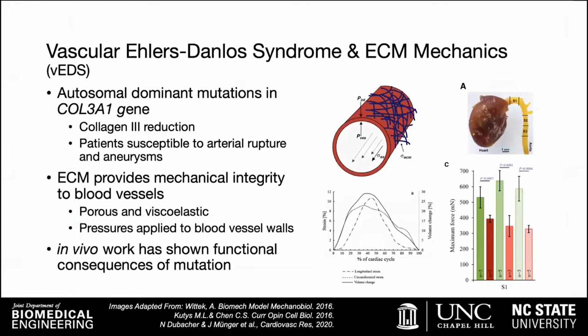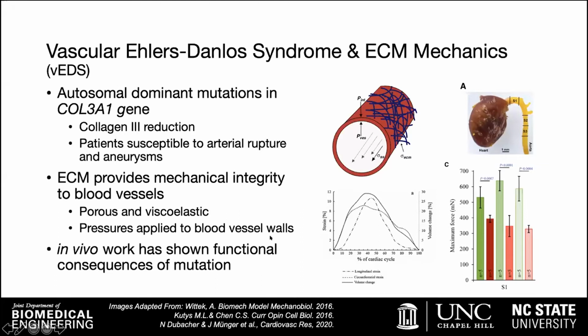So we're all aware of what vascular Ehlers-Danlos syndrome is. It's caused by autosomal dominant mutations in the COL3A1 gene, which leads to a collagen 3 reduction in the extracellular matrix and leaves patients susceptible to arterial ruptures and aneurysms. And this makes a lot of sense. The ECM provides a lot of mechanical integrity to the blood vessels, as the different materials that make up the ECM composition afford it porous and viscoelastic mechanical properties that allow it to deform in response to the pressures applied by the different phases of the cardiac cycle, and not to deform without rupture in usual circumstances.